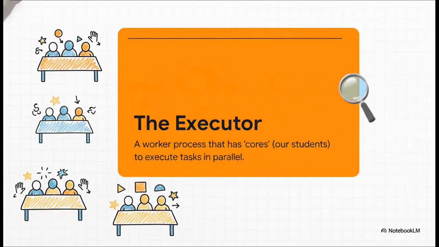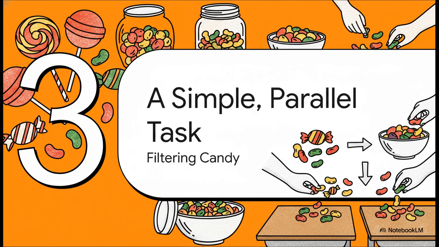And the executors? You can think of them like groups of desks in the classroom. Each group has a certain number of students, those are our cores, and they can all work on their assignments at the same time. So yeah, if the teacher is the brain, these students are absolutely the hands, carrying out the plan. Okay, theory's cool, but let's put this classroom to work, right? We'll start with a really simple job that's absolutely perfect for doing things in parallel. Let's call it filtering candy.